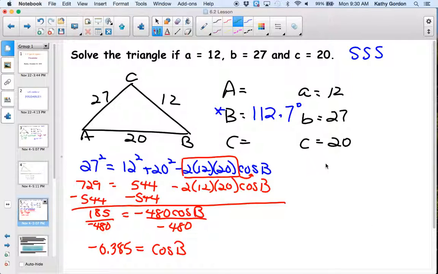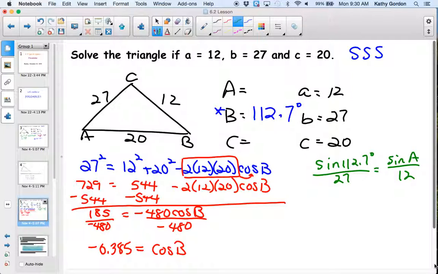So now we could set up something like the sine of 112.7 over 27, and now make that equal to the sine of A over 12. It doesn't matter, A or C, whichever one you want to do next, because they're both going to be acute. Setting up law of sines will work. It doesn't matter which one you do. And then once you get that, finding the other angle is again just a matter of subtracting from 180.